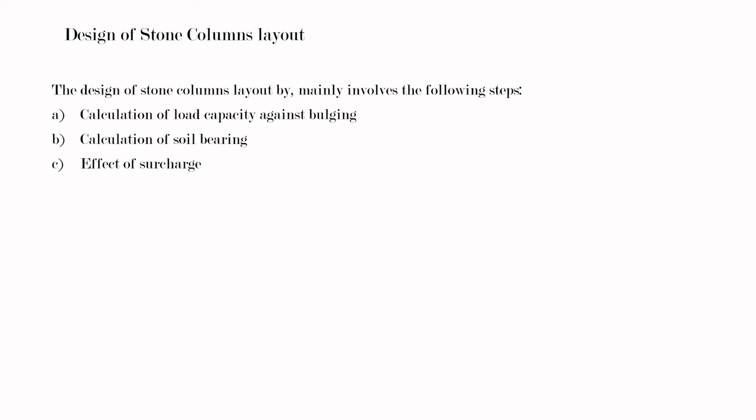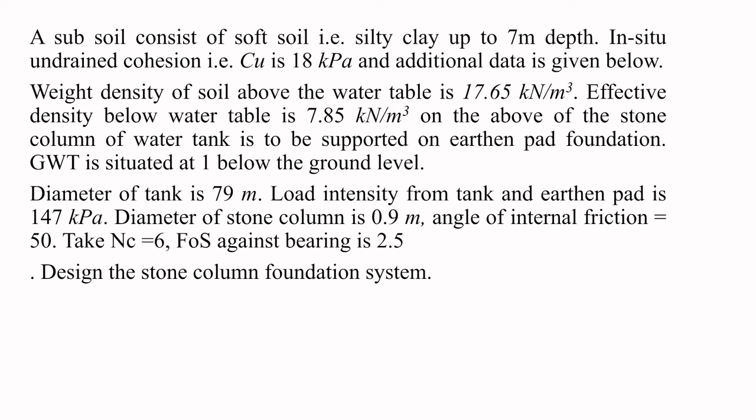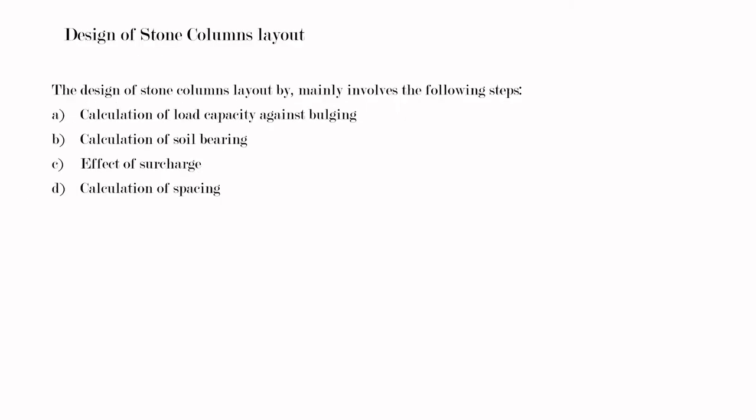Next one is effect of surcharge. So what is the effect of surcharge over it? That we will also have to take into consideration. Fourth one is calculation of spacing, that is, how much the columns are spaced. So these are the four steps under which we design the stone columns. Now we'll come to our numerical part.